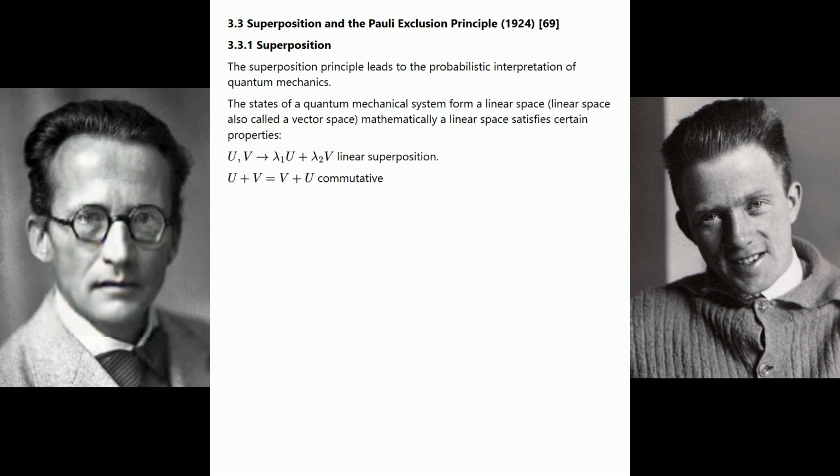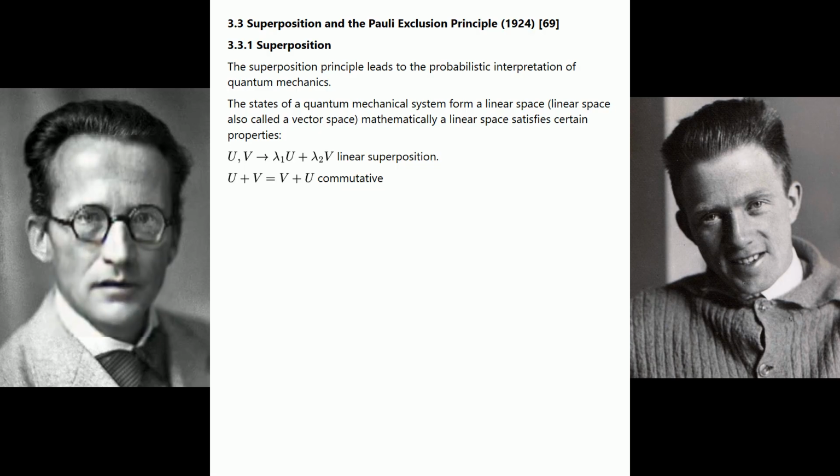3.3 Superposition and the Pauli Exclusion Principle, 1924. 3.3.1 Superposition. The superposition principle leads to the probabilistic interpretation of quantum mechanics. The states of a quantum mechanical system form a linear space, also called a vector space. Mathematically, a linear space satisfies certain properties.